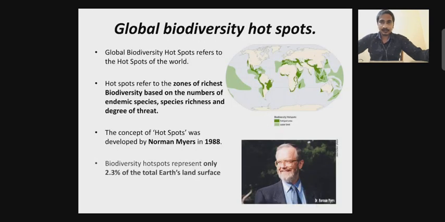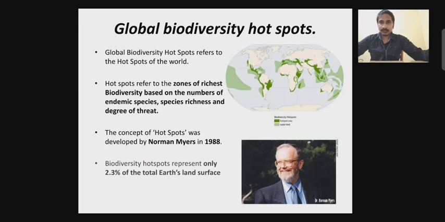Now next is global biodiversity hotspot. What do we mean by global biodiversity hotspot? Before understanding this term, we need to understand the meaning of hotspot. Hotspots are regions where there is richness in biodiversity in terms of the number of endemic species, that is the species which are found only in that particular area. On the other hand, the degree of threat is also very high. So hotspot refers to that particular area where there is endemic species richness, but also the degree of threat is very high.